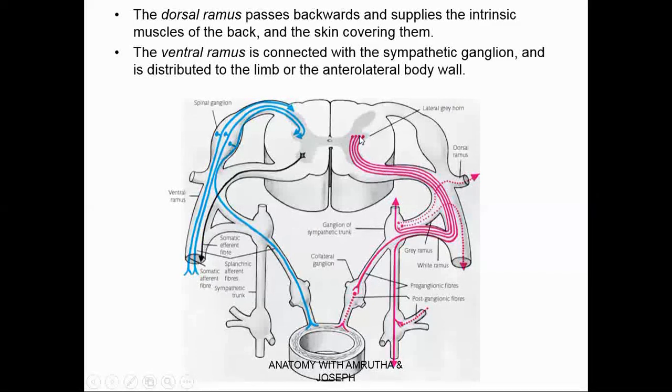Now, before that, let me tell you that the spinal cord usually has an anterior horn and a posterior horn, but in some areas like thoracic, lumbar, and the sacral region, there is an extra horn that is called the lateral gray horn, where some collection of cell bodies are present. In thoracic and lumbar region, there are preganglionic neurons for the sympathetic system, whereas in the sacral region, it is for parasympathetic system.